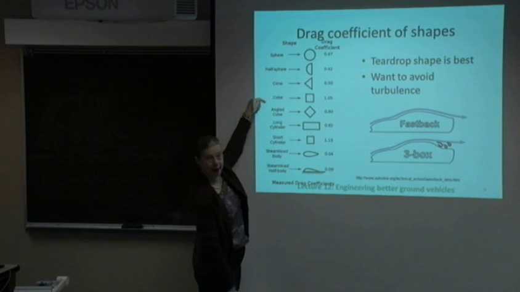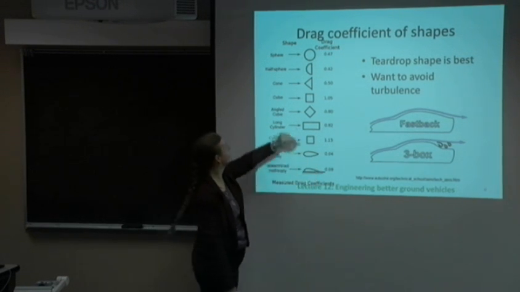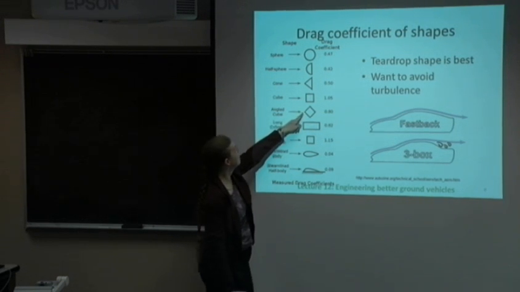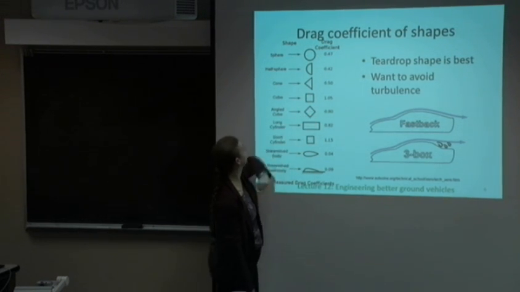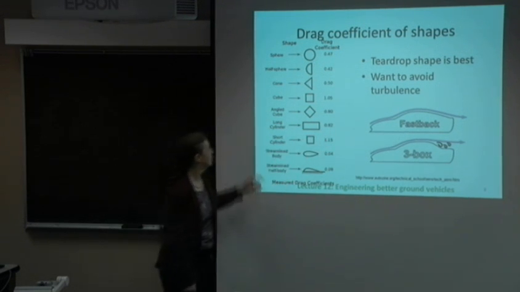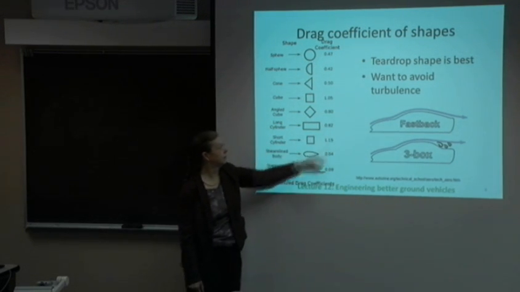A cube is bad, pushing a big square through the air. Angled cube, a little bit better. This helps to break the air, but the air will come up here and then it will form turbulence behind here. Long cylinder, 0.82. Short cylinder, big.